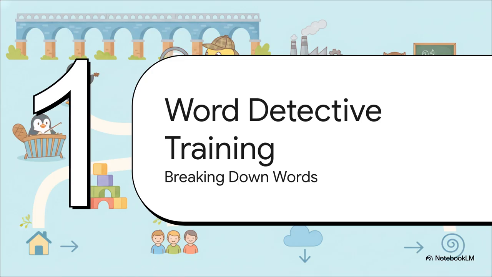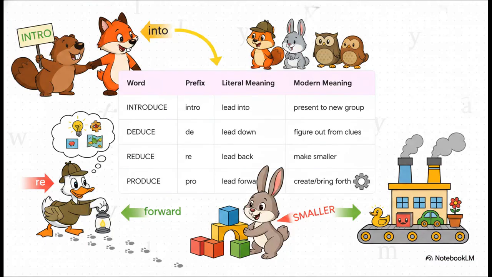First up, Section 1, Word Detective Training, breaking down words. The absolute secret to building your vocabulary foundation is learning to slice words apart into their prefixes and roots. That's how you uncover their literal meanings. And the ultimate detective question you always need to ask yourself here is, what exactly is being led? Let's look at how adding a tiny prefix completely changes the direction of what's being led.